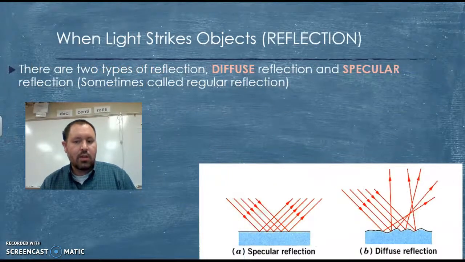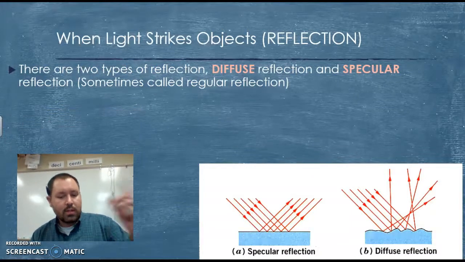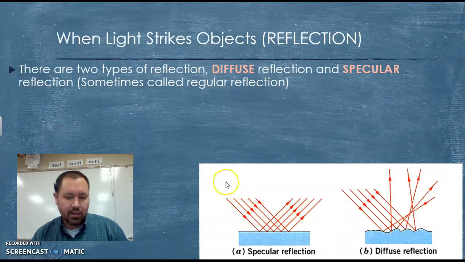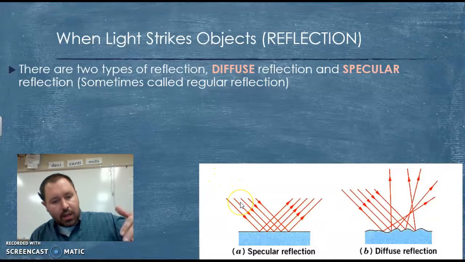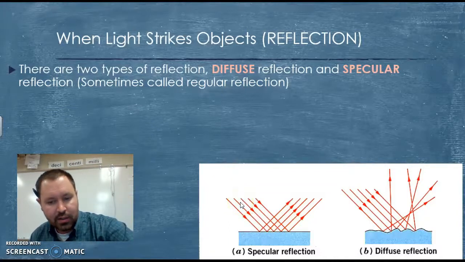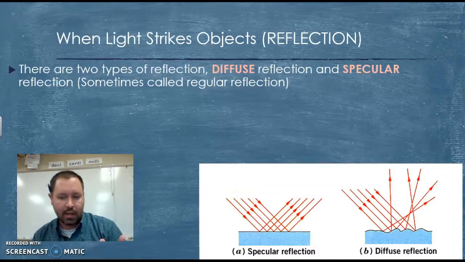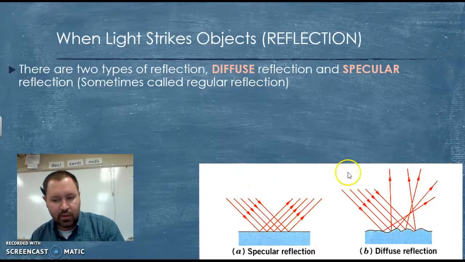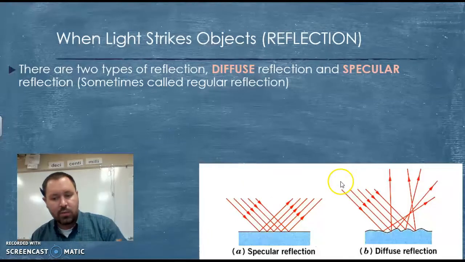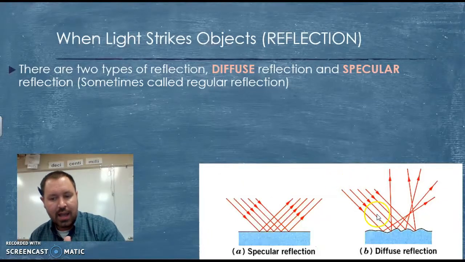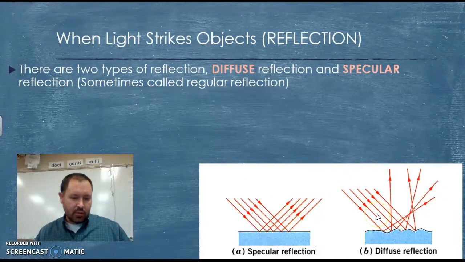Well, let's talk about the two different types of reflection. One type of reflection is specular reflection. Look at the light waves here. They're coming down and hitting this surface and bouncing off in a straight line. You see they're not going all over the place. But then there's diffuse reflection. Diffuse reflection is when light strikes an object and then bounces off in all sorts of different directions.